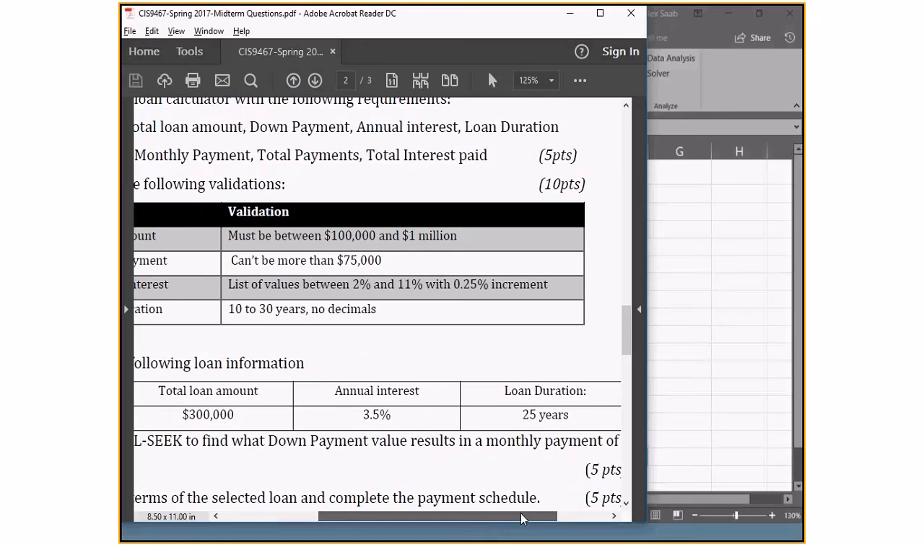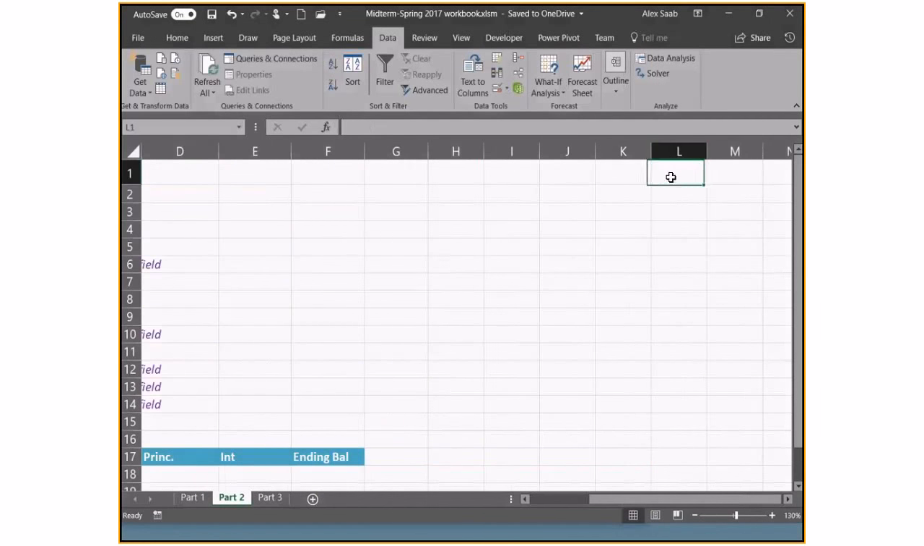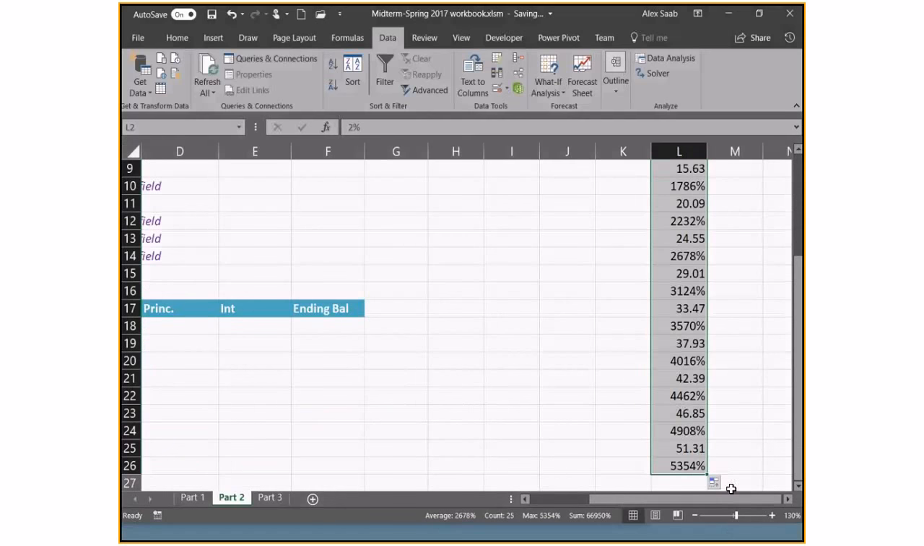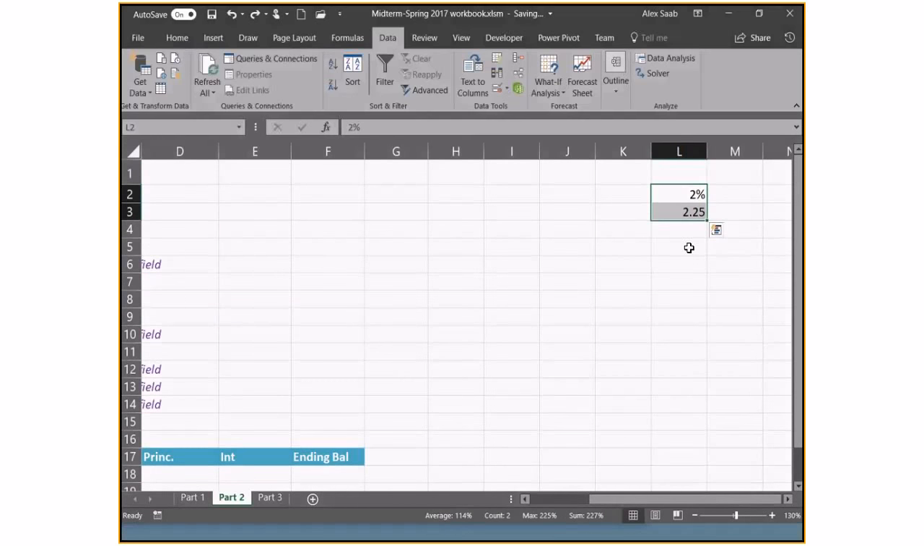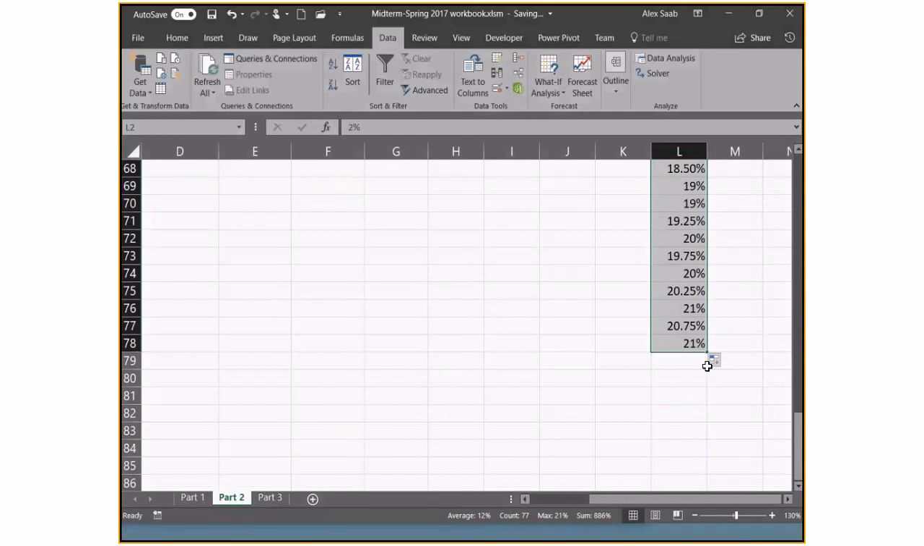Create a list. You can create this on the side. Start with 2%, 2.25%, right? And you drag it until you hit 11, I think. Oops, it's too much.